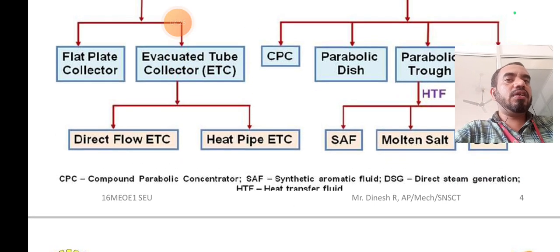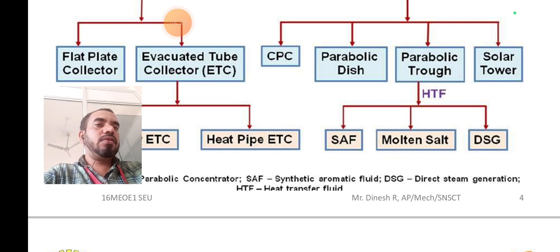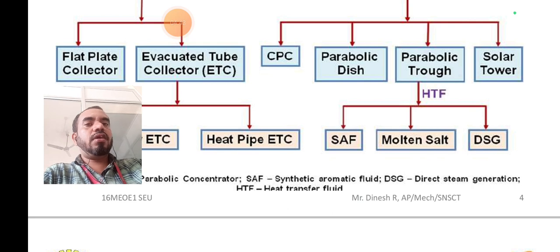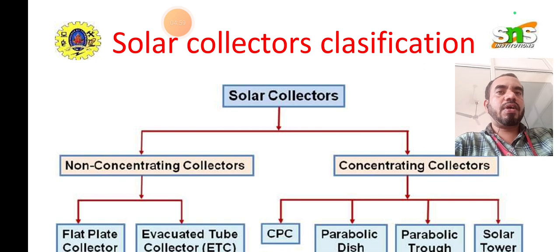The evacuated tube collectors are further classified into direct flow evacuated tube collectors and heat pipe evacuated tube collectors. The parabolic trough is also classified into SAF, molten salt or DSG. So these are the different types, that means the classification, of solar collectors. Mainly, we have to keep in mind that concentrating collectors are more efficient compared with non-concentrating collectors. Thank you.